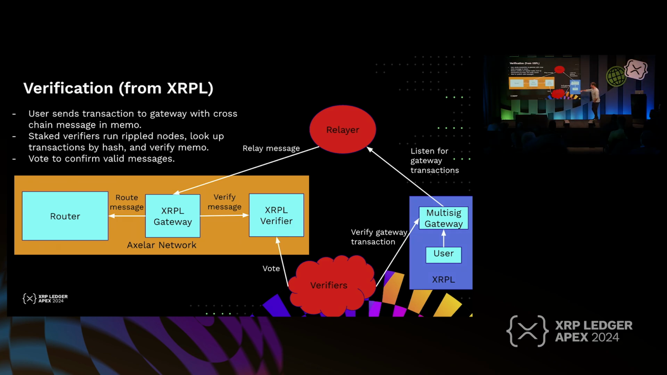So these verifiers, these are staked on Axelar. They run rippled nodes. They verify the gateway transaction. They see the hash. They check the memos. Is everything exactly as it said? If it is, they vote yes. If it isn't, they vote no. And then it's routed if it was verified correctly.